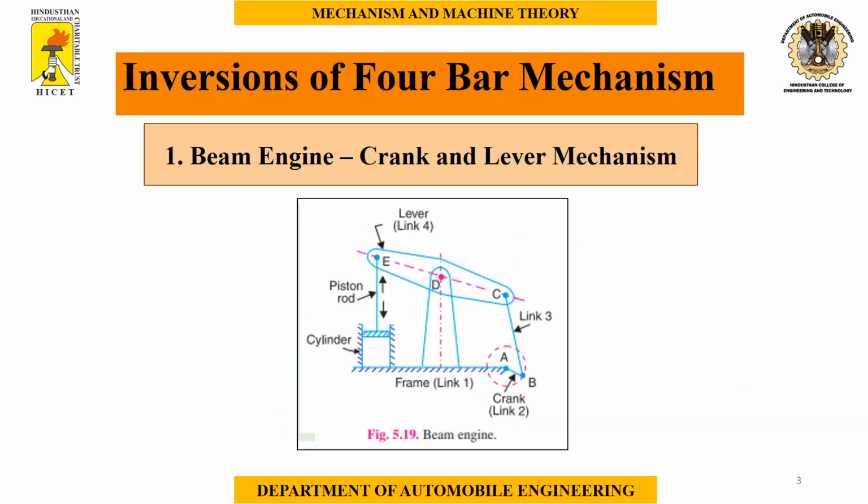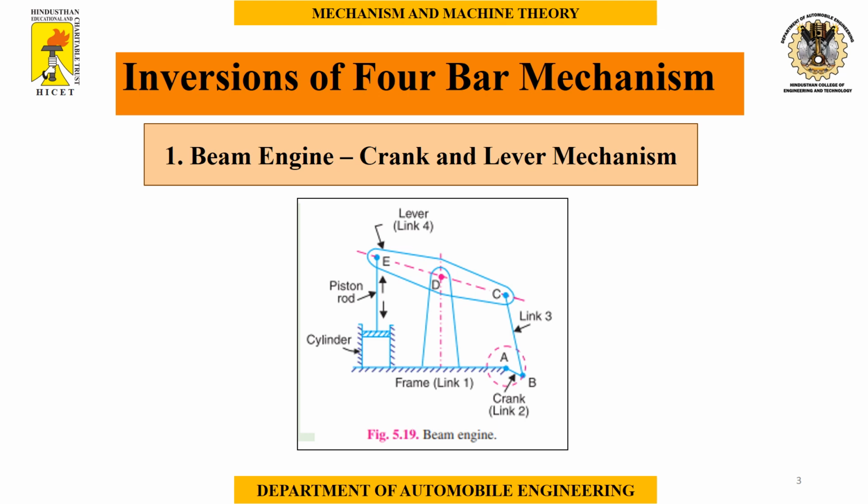By changing the link from a reference link to input link and input link to transmitting link, we can get some kind of rotational or some other movement. Changing the links in this way is called inversions of mechanism. So hereafter we are going to see inversions of 4-bar mechanism.